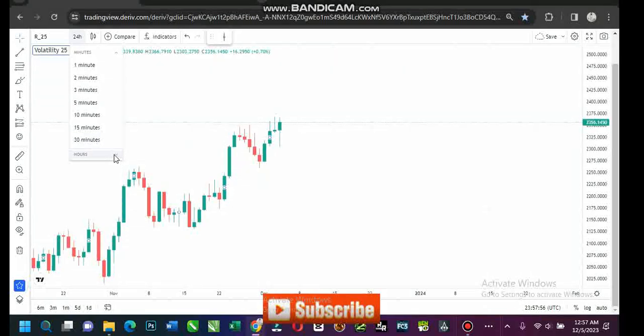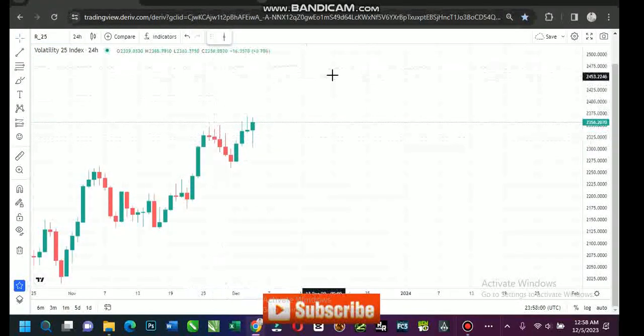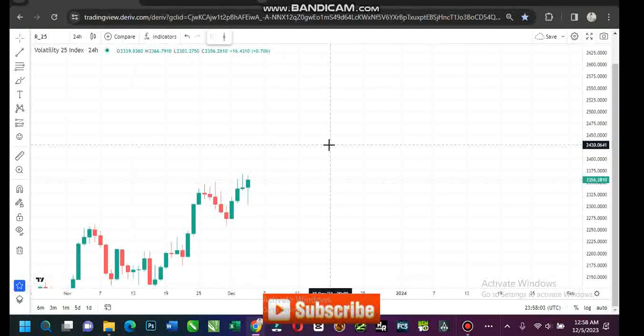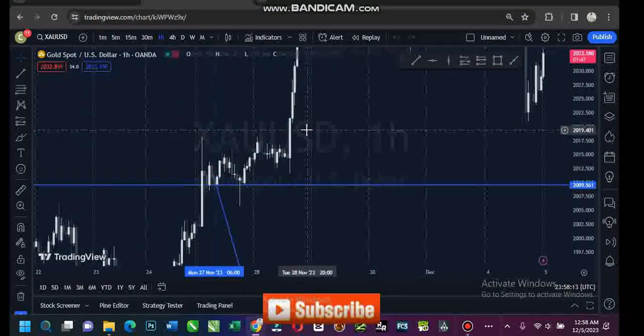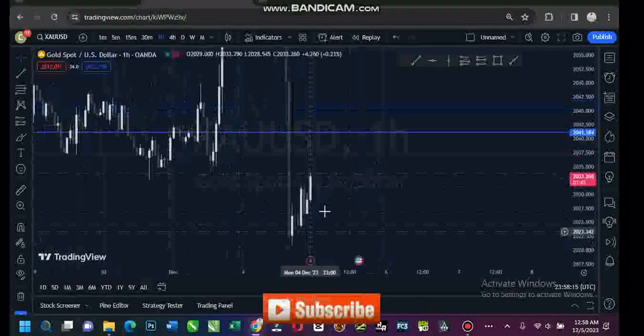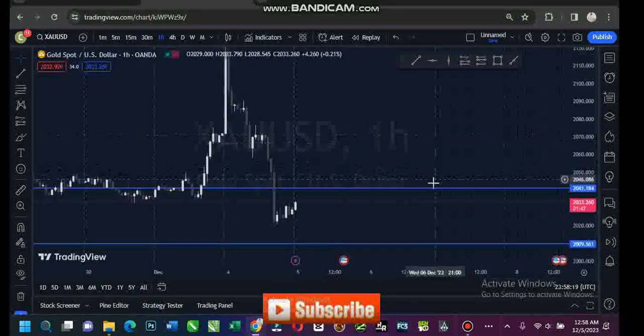Bro, I can't get into the weekly time frame with this Deriv TradingView. So it's still the same principle, but let's go to our normal charts. This is gold. You can use this strategy on gold, and you can use it on any other thing.